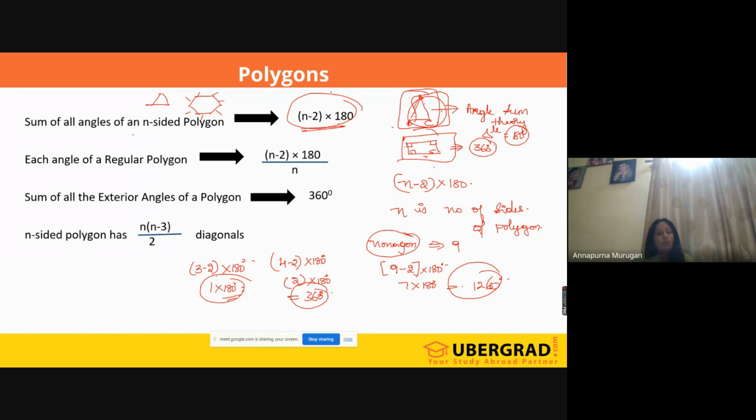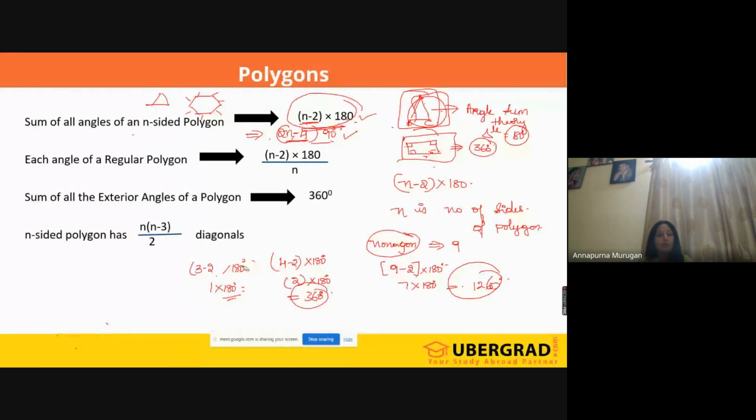So n minus 2 into 180 degrees, or you can also use 2n minus 4 times 90 degrees. This is also one of the formulas you may come across. Don't get confused if one teacher said this formula and we have this one. Here they have removed the common 2, and 2 into 90 is 180 degrees. So after removal of the common factor, it becomes n minus 2. These are the two formulas you will get to find the sum.